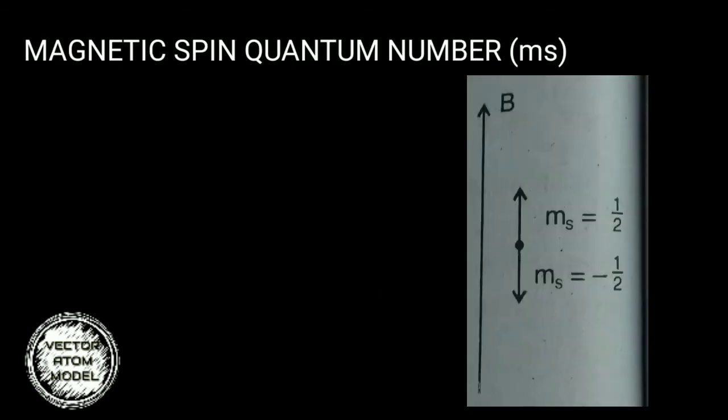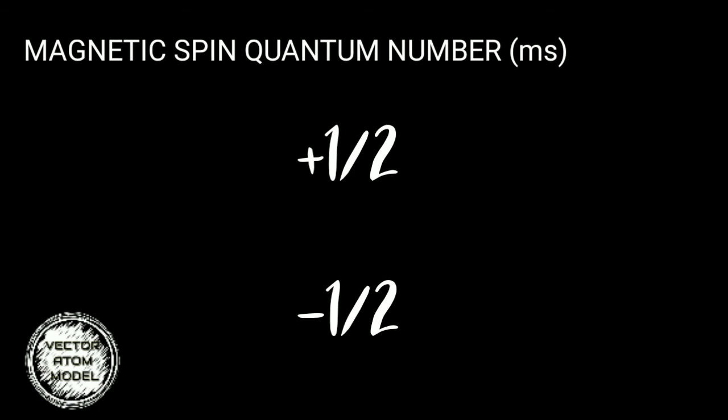The sixth quantum number is the magnetic spin quantum number. It is represented by the letters ms. This is the projection of the spin vector s along the direction of the magnetic field. The spin angular momentum s can assume only two possible positions with respect to the magnetic field. It may be parallel to it or anti-parallel. The magnetic spin quantum number can have only two values, plus 1 by 2 or minus 1 by 2.